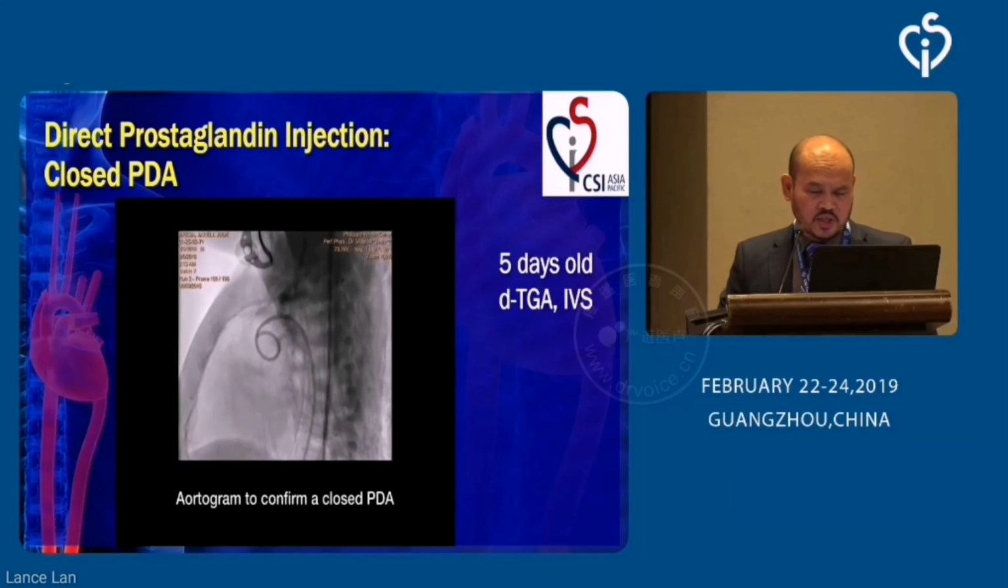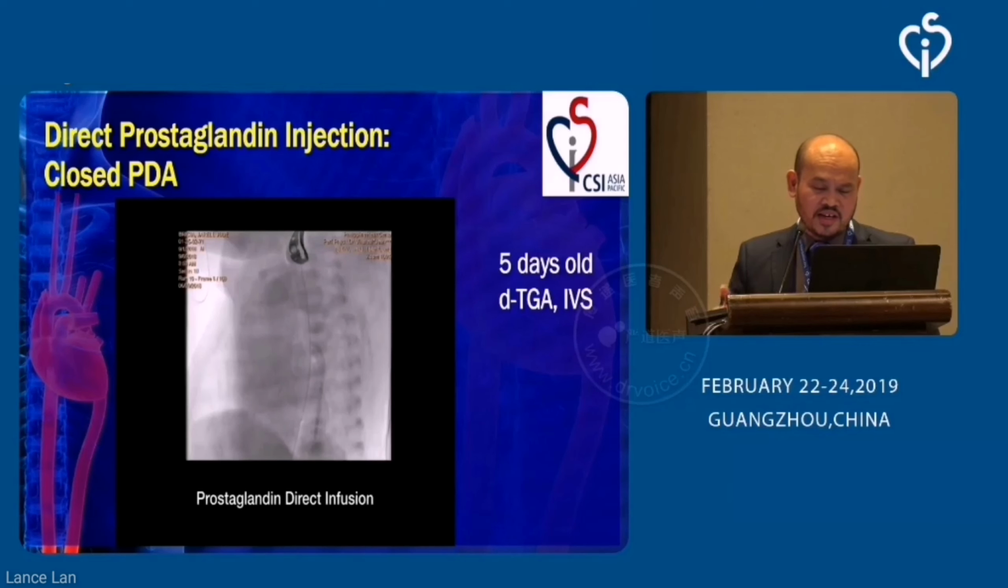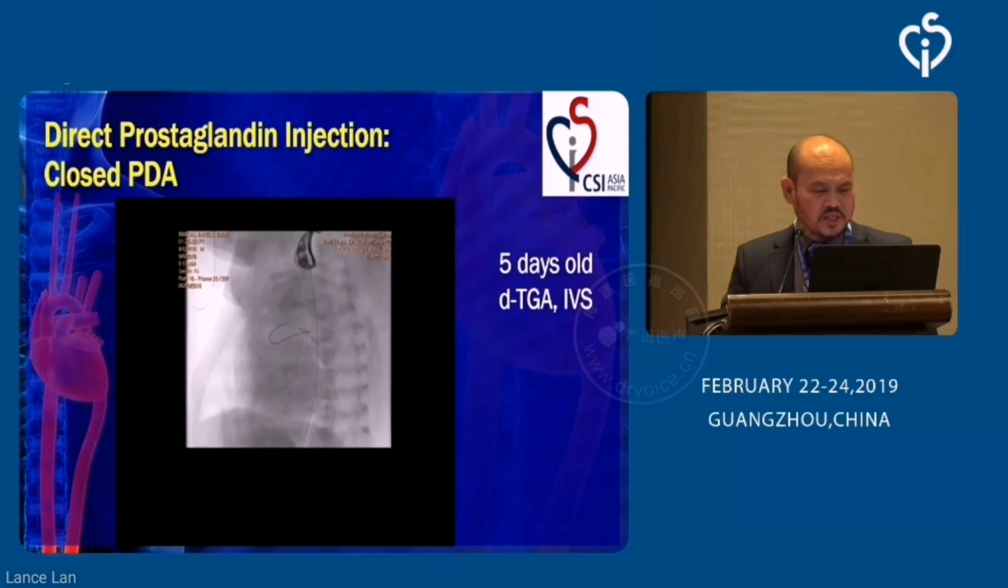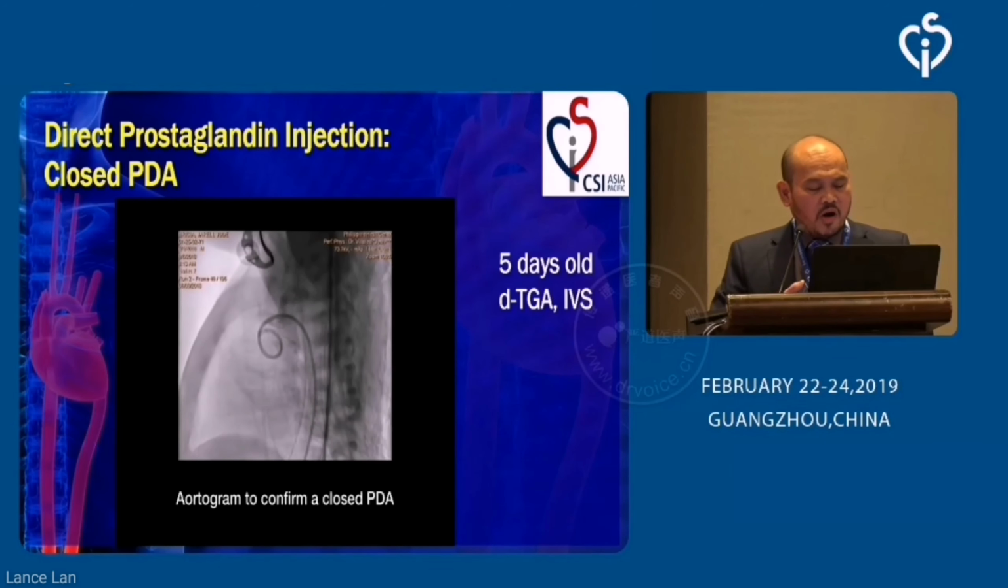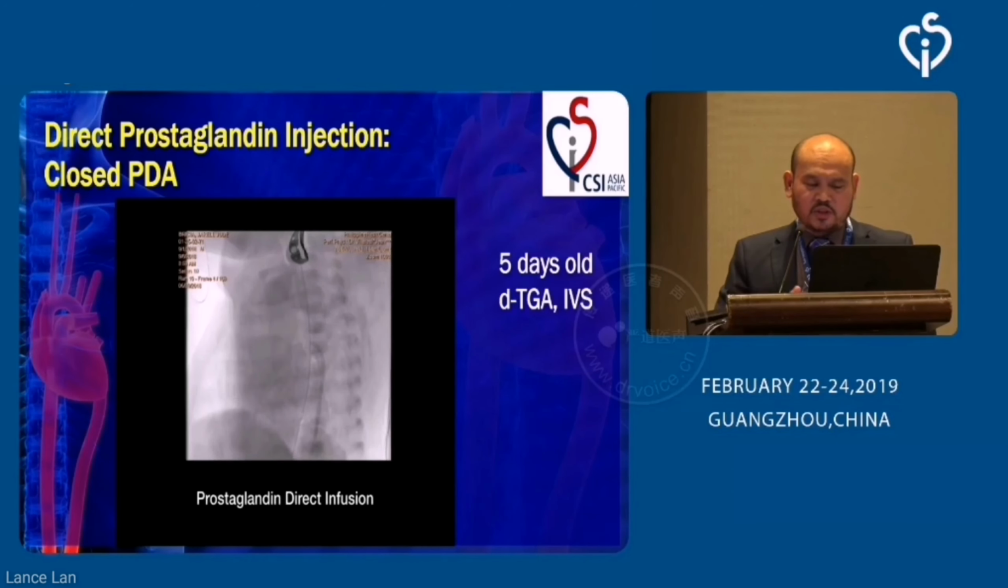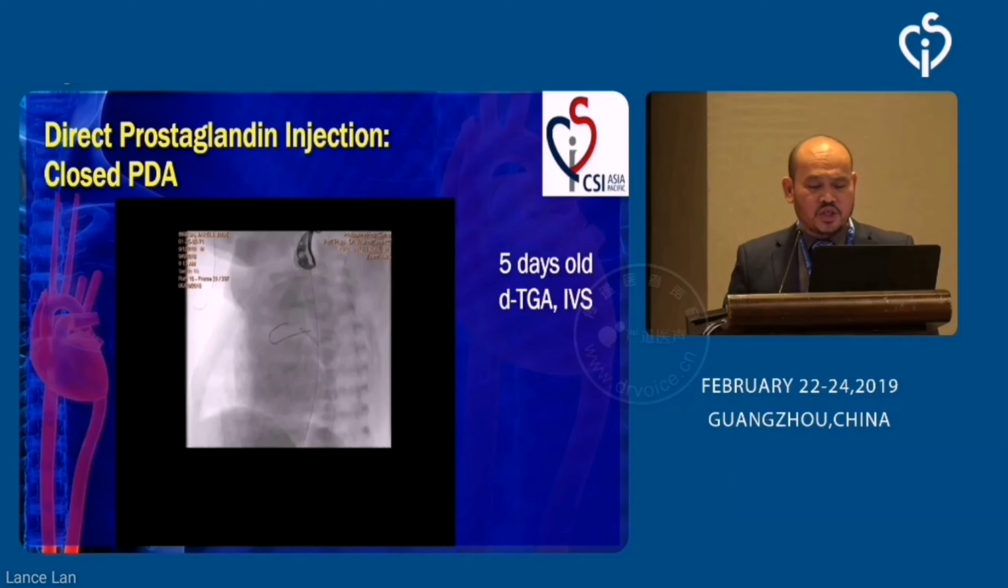A segue to Dr. Choi's lecture before, DTGA IVS. We also had one case, 5 days old of DTGA. And there's a closed PDA at the time that we sent the patient to the cath lab. So on angiogram, you notice the closed PDA. We were able to open a bit of the PDA through direct prostaglandin injection, and we were able to wire it, then do the stenting procedure.